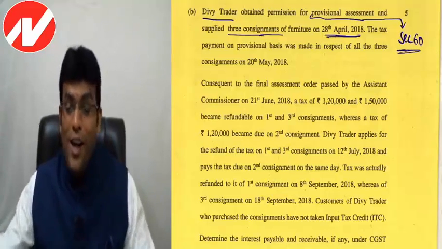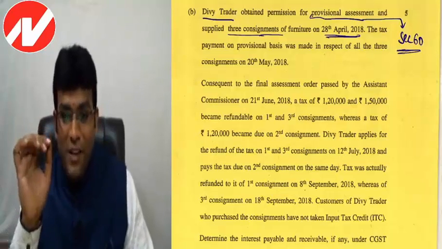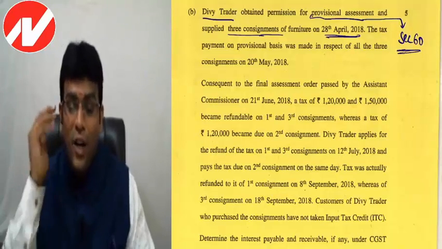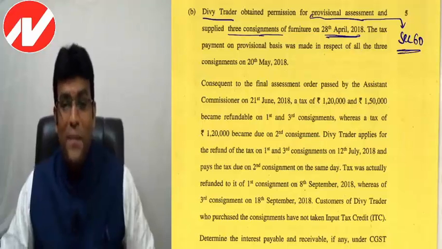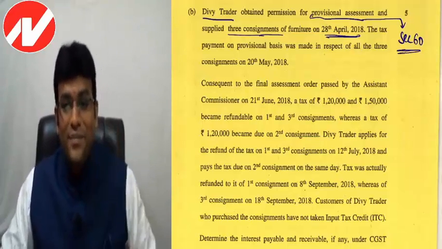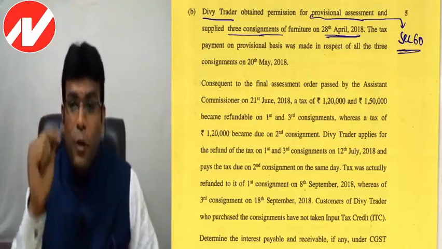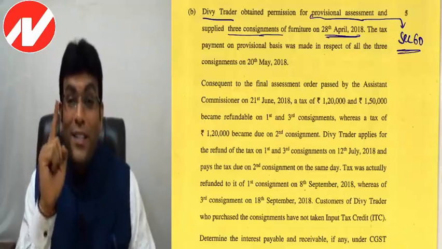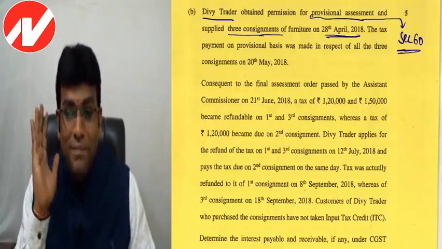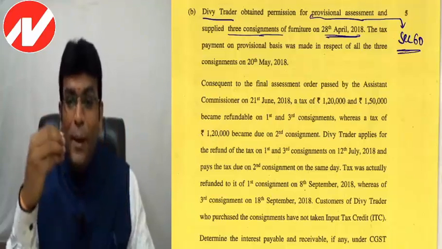And tomorrow when final assessment is done, I repeat one more time, when first provisional assessment is done, subsequently they will also do something called final assessment. And obviously between provisional and final, generally difference will be there. And if some amount is payable, we have to pay that amount along with interest of 18% per annum. But if some amount is refundable, then we have to apply for refund.